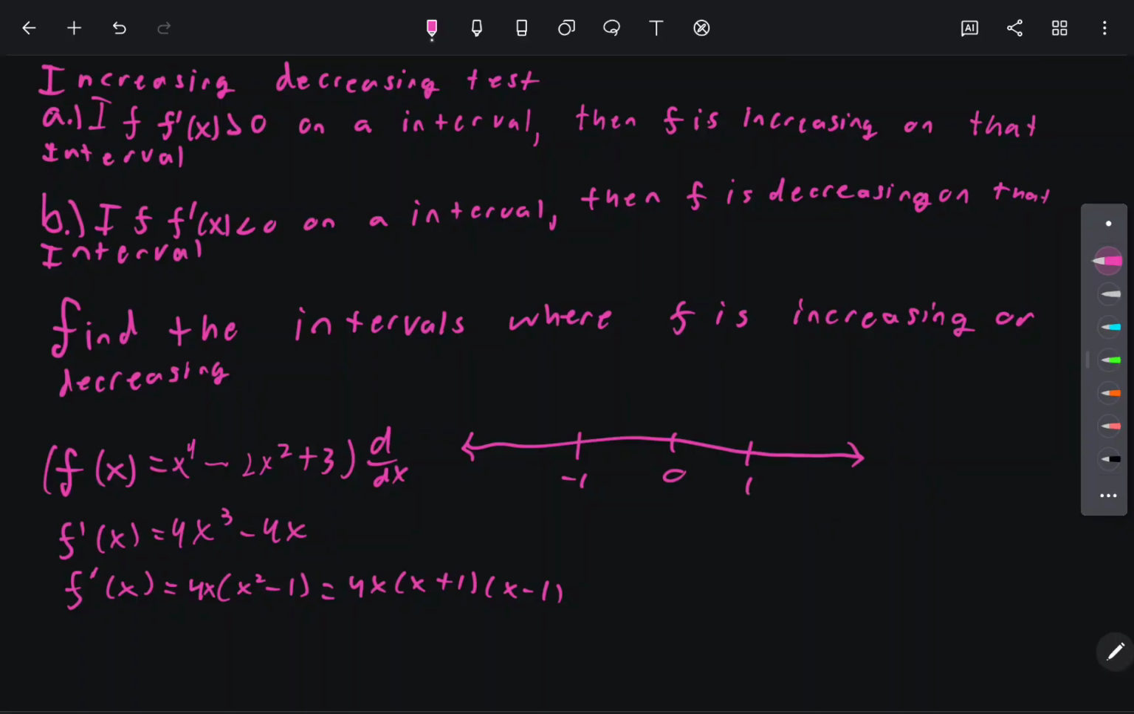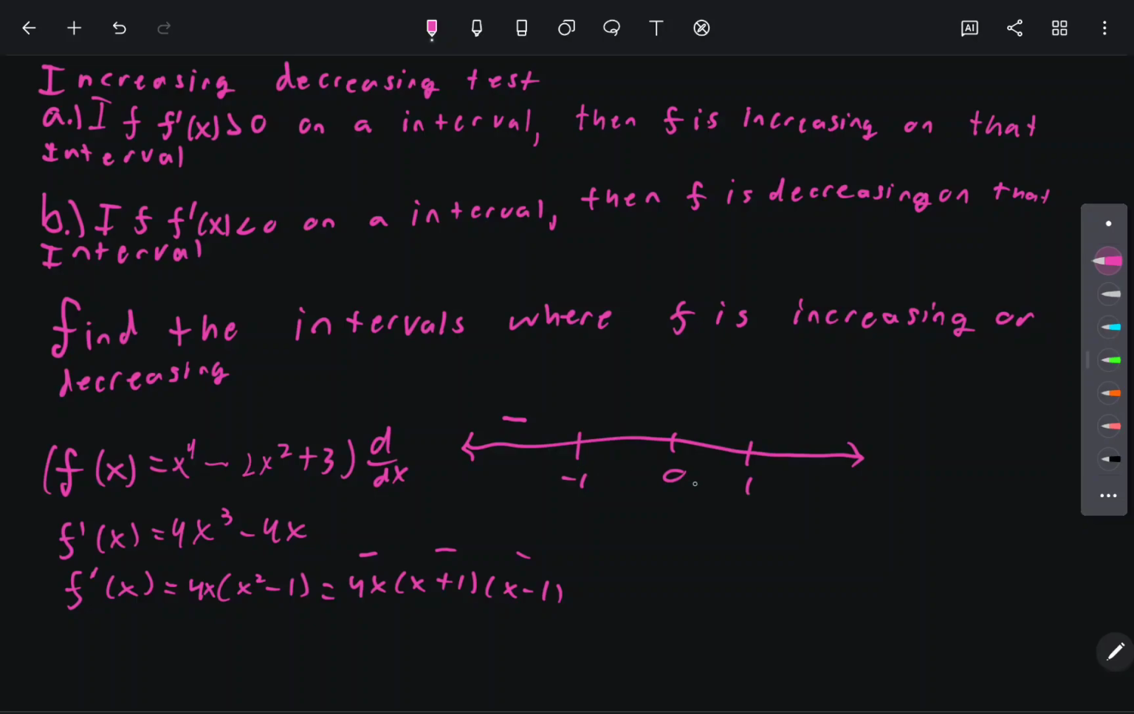Now we're going to plug in values in this number line to determine if f prime is positive or negative in between these values. So if we plug in a value, let's say negative 100, into the function f prime, you will see that the 4x is going to be negative, x plus 1 is going to be negative, and then x minus 1 is also going to be negative. Because this is a negative times a negative times a negative, this is going to be negative, or f is decreasing.